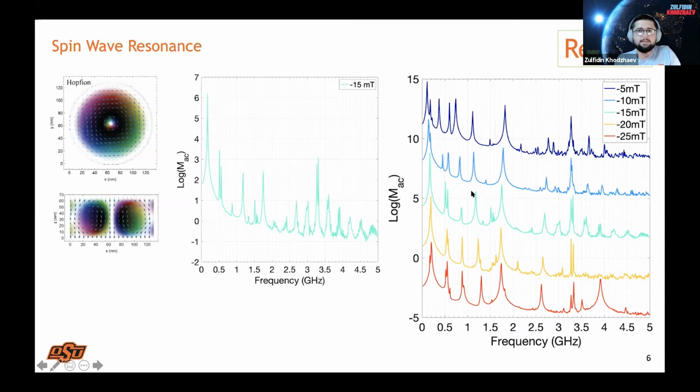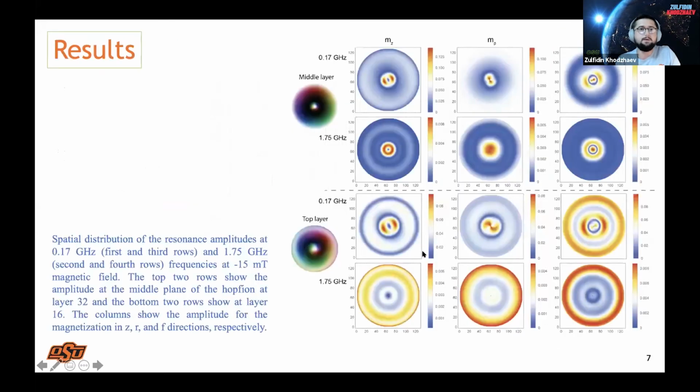And this was the case for the Néel Hopfion too, which I'm going to show in the next slides. Now, just to look at the spatial distribution of the resonance amplitudes. For the lower frequencies, we observed that there's more rotation of the Hopfions. At higher frequencies, we have more breathing close to the center of the Hopfion. And of course, as you can see, whenever you go to the top layer, you see the torus and the knot rapids.